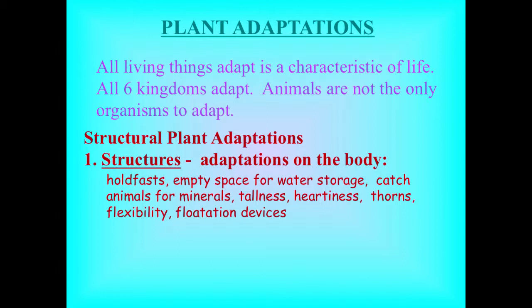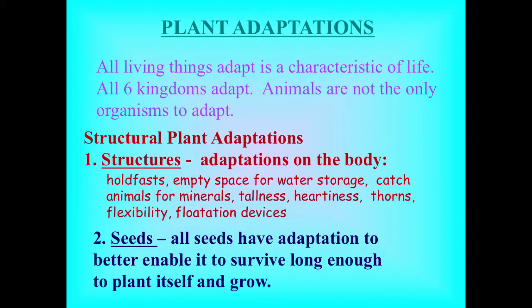Another adaptation that plants have is empty space for water storage, which we call the xylem. They can also help to catch animals for minerals. They can become very tall, therefore the tallest tree gets the most photosynthesis. They can be very hardy, so they can withstand very extreme conditions. Thorns for protection, flexibility so that they will not snap in strong winds or if they get bent, and flotation devices so that they can float on top of the water and still perform photosynthesis. So please write the definition of structural adaptations down and just write a couple. You don't have to write all of them, but definitely write a few examples.